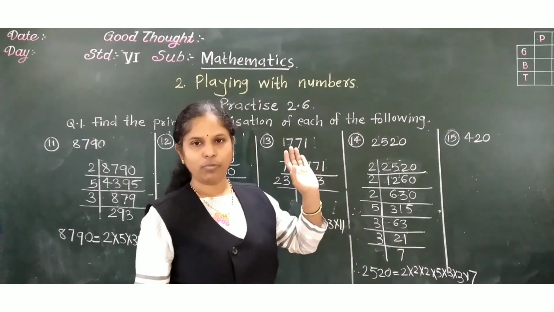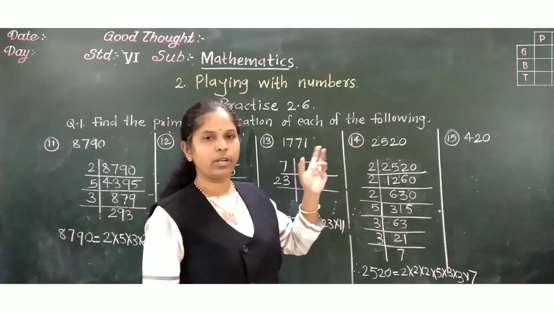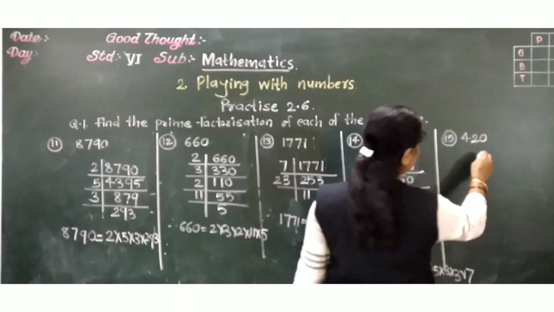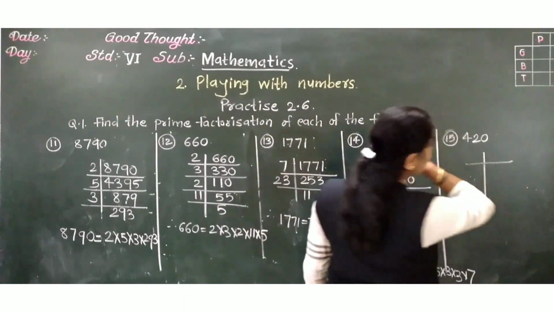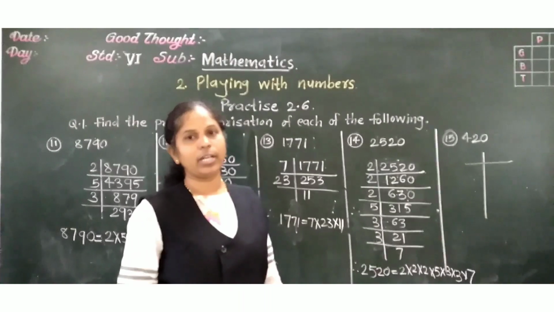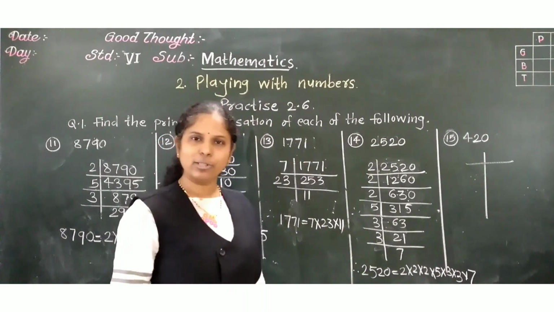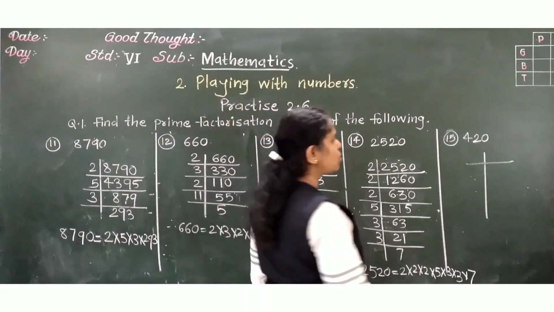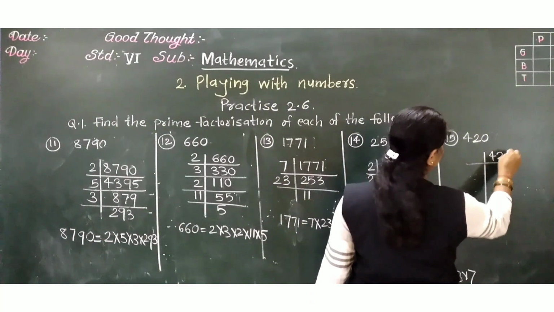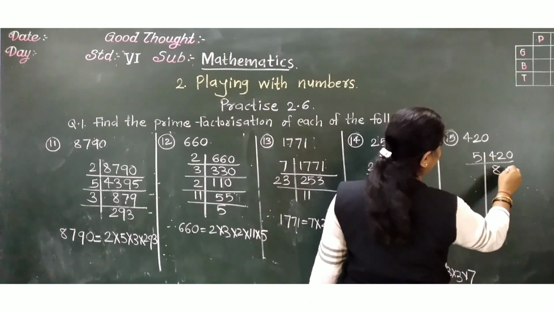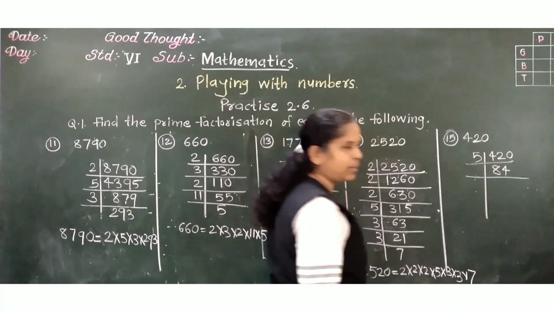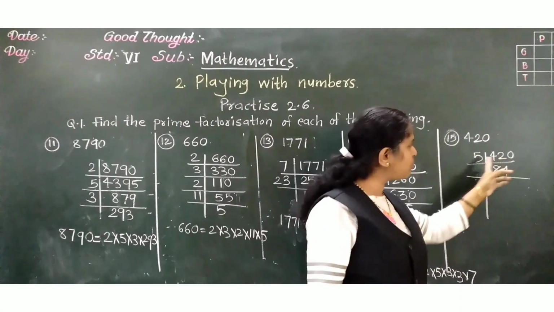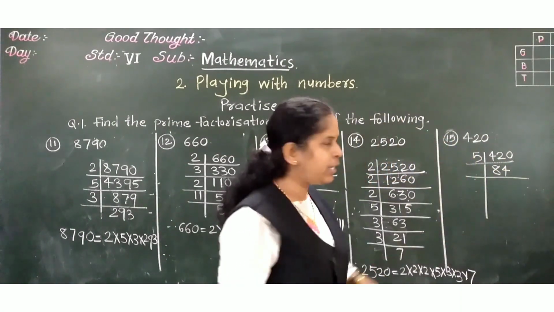And the last sum of the practice is 420. See? Again, can you guess by which number we can divide it? We can divide it by 5 also because 0 is there. So, I will divide it by 5. 5 8s are 40, 5 4s are 20. If you divide this by 5, you will get the answer as 84.